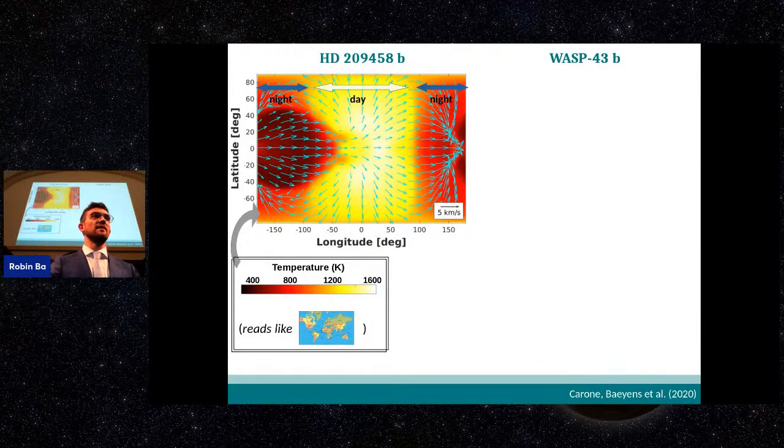First, we have a look at a temperature map of HD 20, and you can read this map a little bit like you would just read a normal world map. So you have the latitude and the longitude, and the map is centered on the substellar point turned towards the star. So the day side goes from -90 to +90, and the night side is on the edges of the plot here.